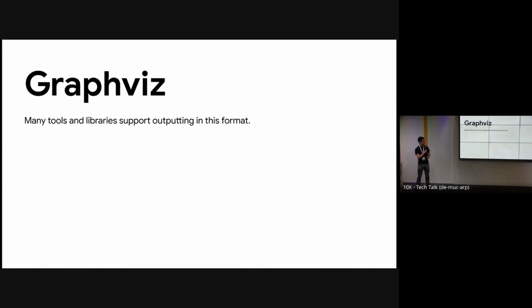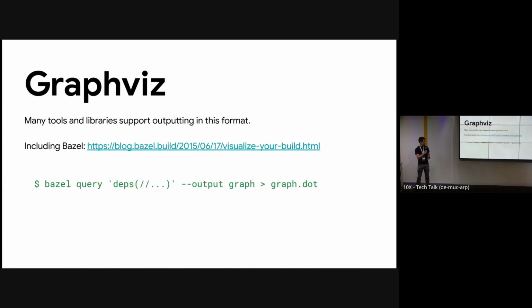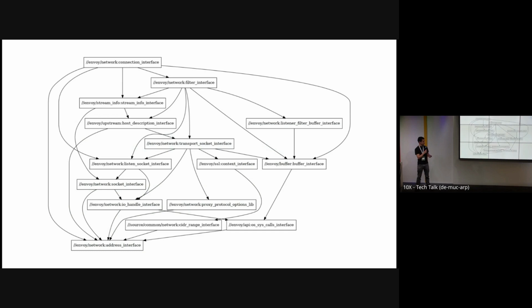Graphviz has been around for a long time now, 20 years at least, and many different tools and libraries support it, including Bazel. So this post tells you how you can visualize your build graphs with Bazel. But the basic idea is that when you do a Bazel query, you can get the output in Graphviz format. And then when you run that through Graphviz, you'll get an image like this. This one's taken from the Envoy repository.